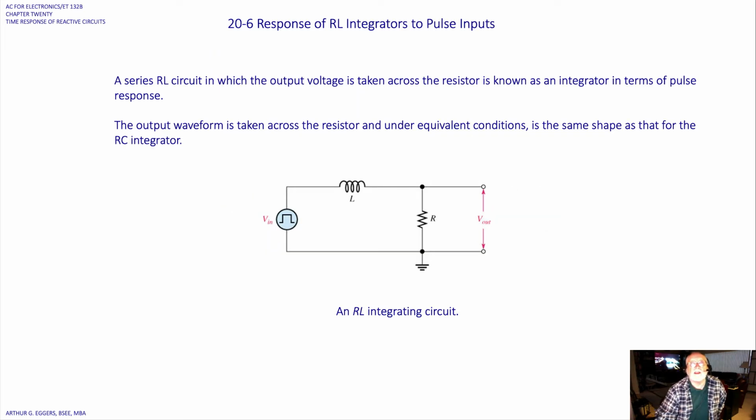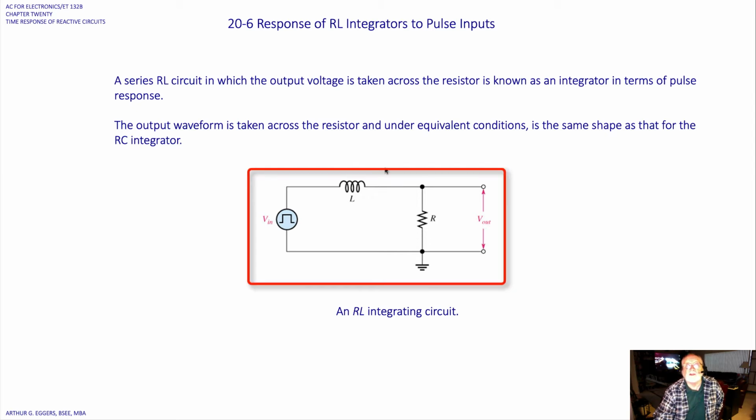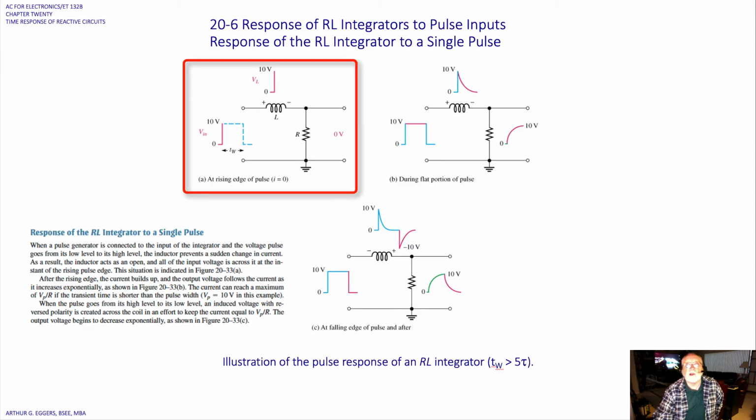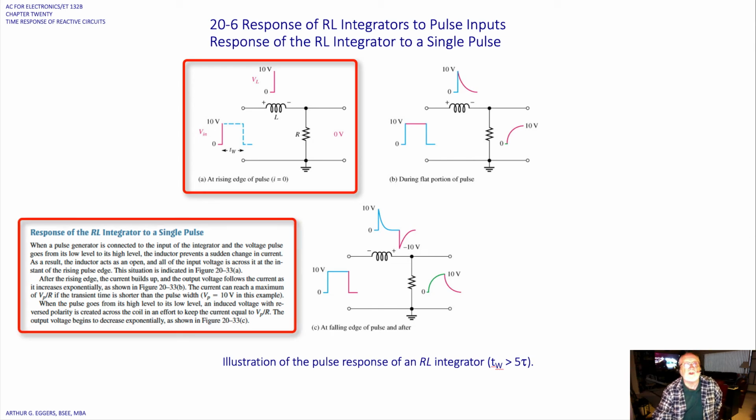When we look at this, we can see first off the output being taken across the resistor, and we have our inductor in the circuit and our pulse square wave generator. A series RL circuit in which the output voltage is taken across the resistor is called an integrator in terms of the pulse response, and now it is an RL integrator. As we look at this, it should all be familiar to you. It's the same explanation that we've seen before.